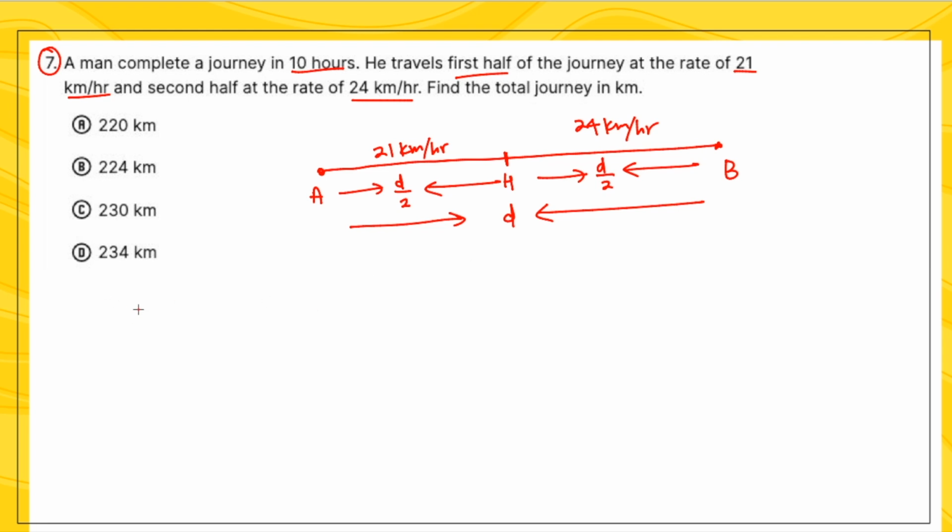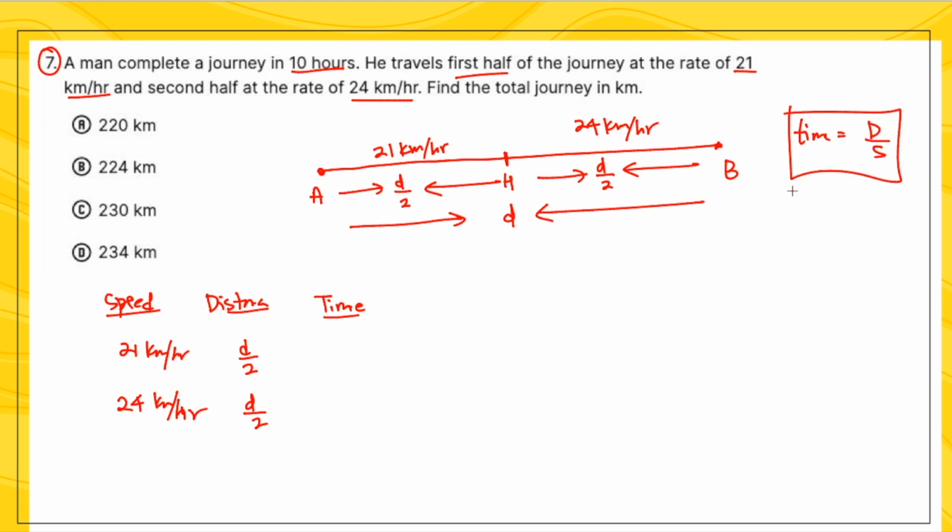So let me write down all the scenarios here. I'll write down speed, distance, and time. Speed is 21 km per hour. The distance he traveled is D by 2. Then the speed is 24 km per hour, and the distance is again D by 2, right? Both distances are the same because it's a half point. We know that time is equal to distance upon speed, right? Using this we will find the time used in each case.